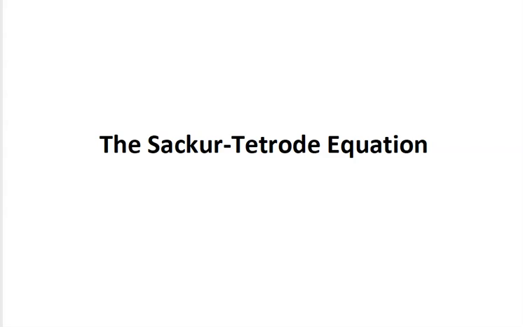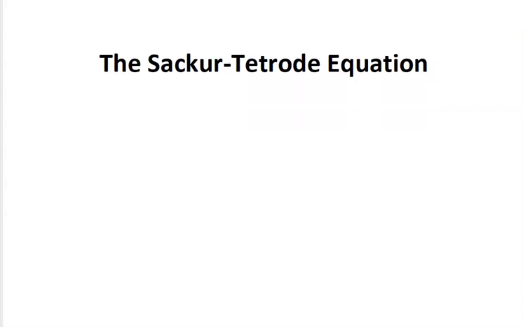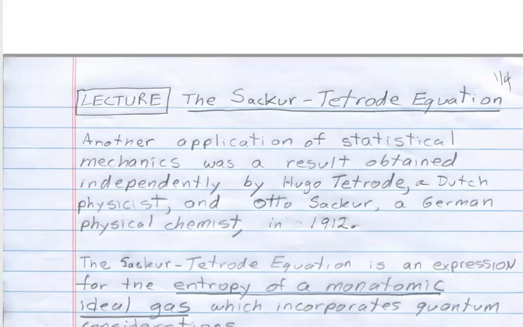Well, I could have just as easily labeled this not a lecture, but an example problem, because it really is just an application of several of the concepts that we've learned previously, and that's the rather famous Sackur-Tetrode equation. It was an application of statistical mechanics to give a result that was really obtained independently by Hugo Tetrode, who was a Dutch theoretical physicist, and Otto Sackur, who was a German physical chemist in the early days of the 20th century. 1912 was the publication date for both of these guys, but apparently they developed it independently.